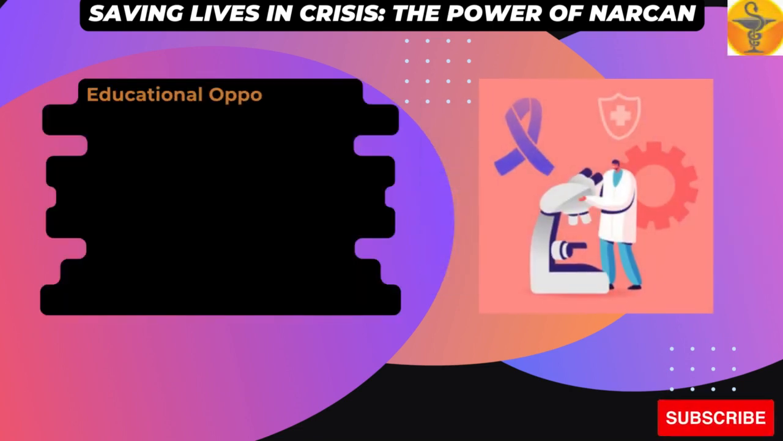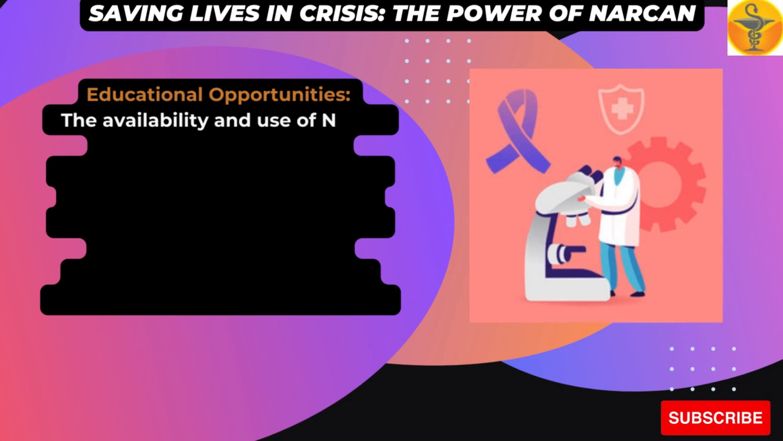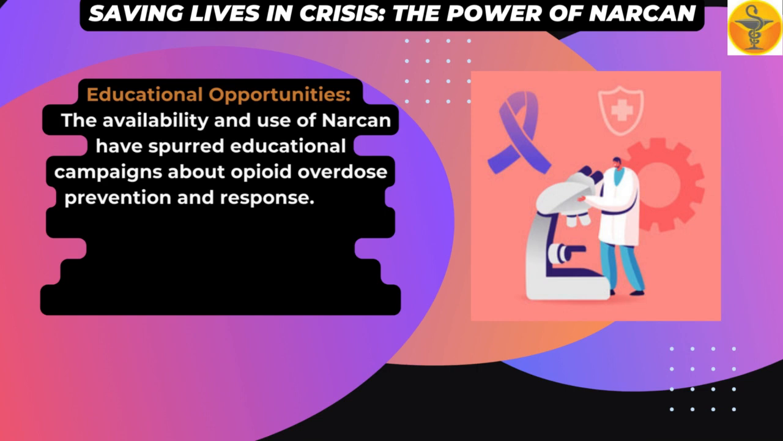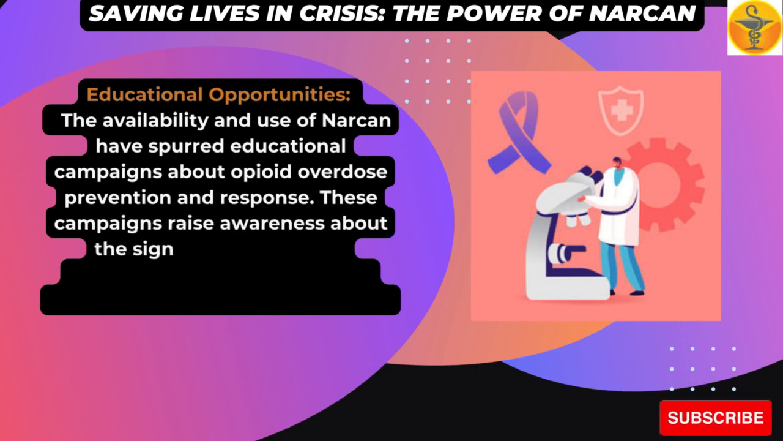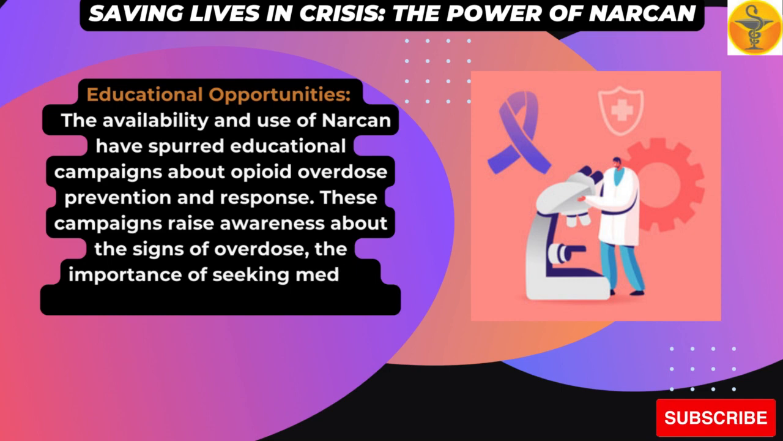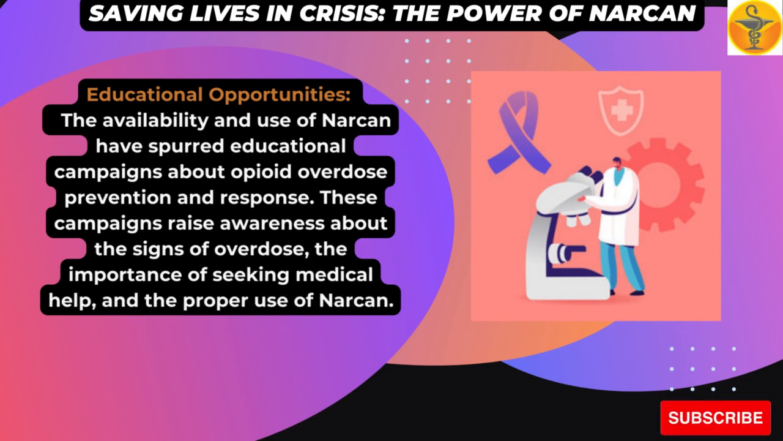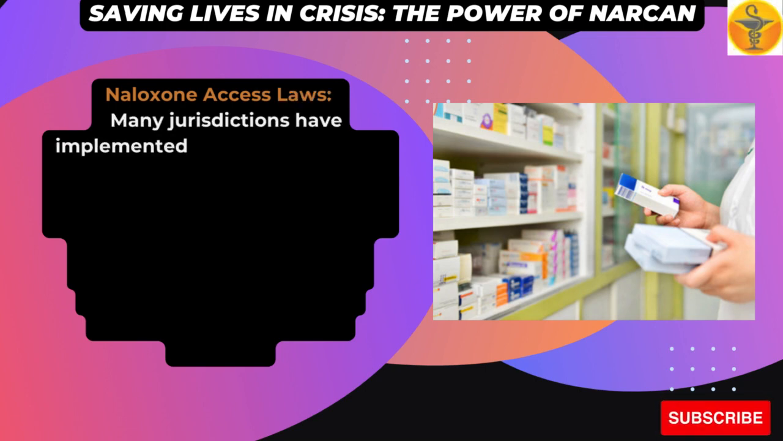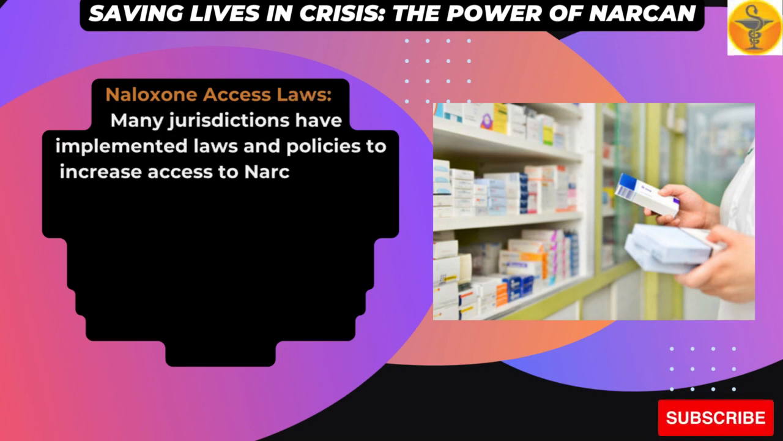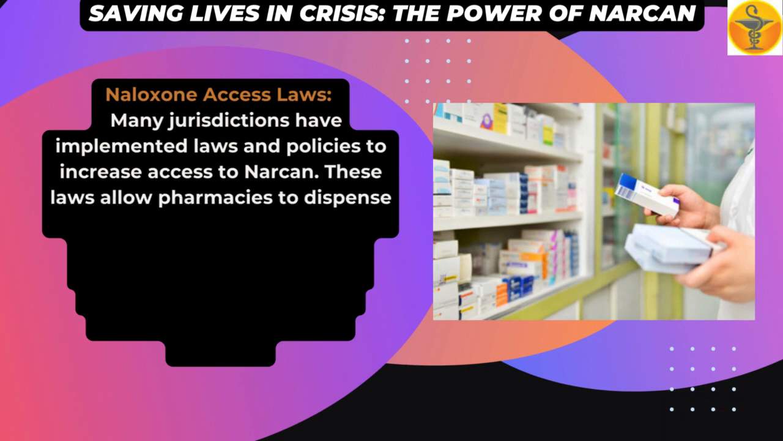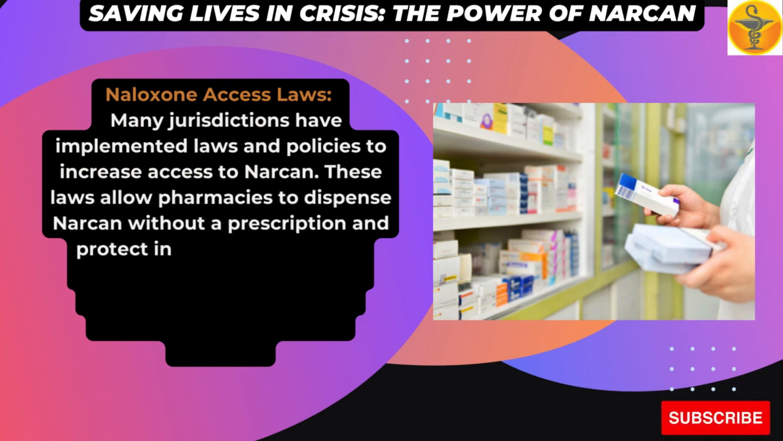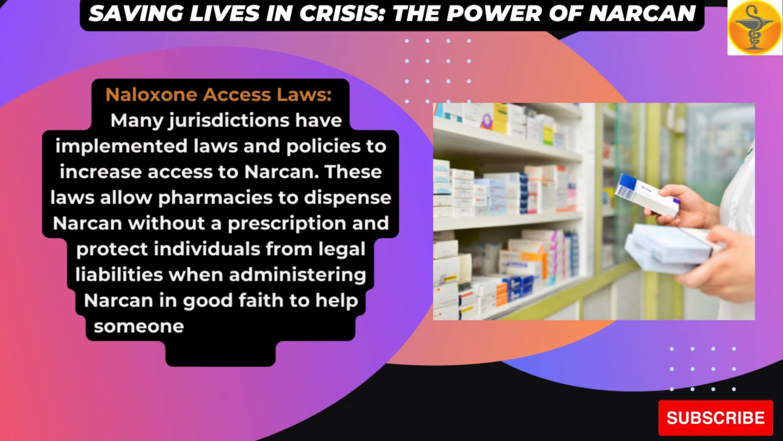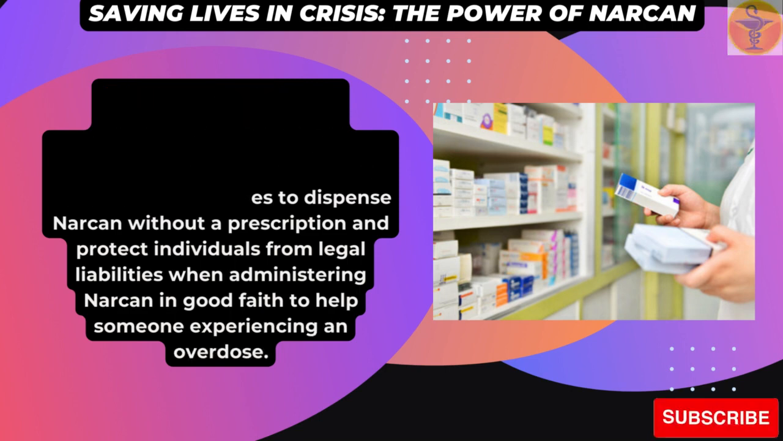8. Educational opportunities. The availability and use of Narcan have spurred educational campaigns about opioid overdose prevention and response. These campaigns raise awareness about the signs of overdose, the importance of seeking medical help, and the proper use of Narcan. 9. Naloxone access laws. Many jurisdictions have implemented laws and policies to increase access to Narcan. These laws allow pharmacies to dispense Narcan without a prescription and protect individuals from legal liabilities when administering Narcan in good faith to help someone experiencing an overdose.